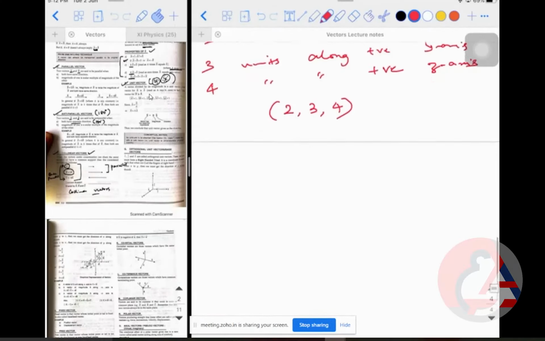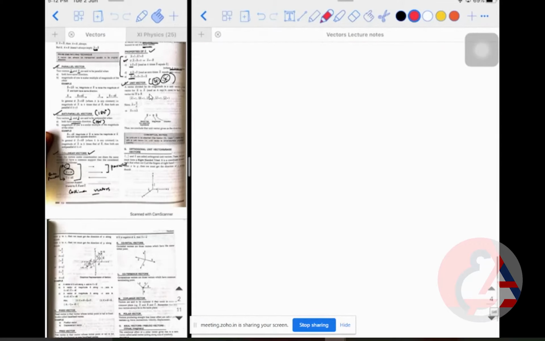Okay, I hope it is clear till this step. If there is any doubt, please let me know. I'll just give you 1 minute time. You can get your doubts clarified if there is any doubt.